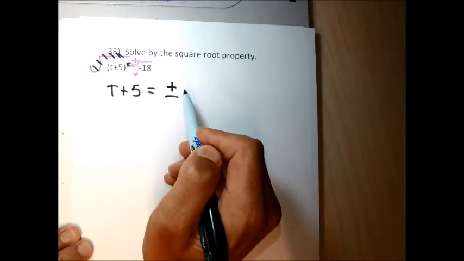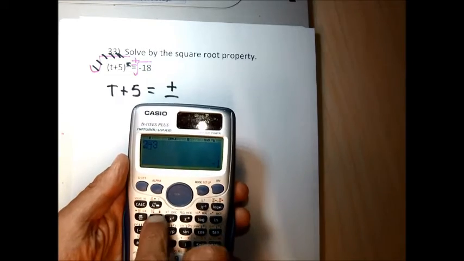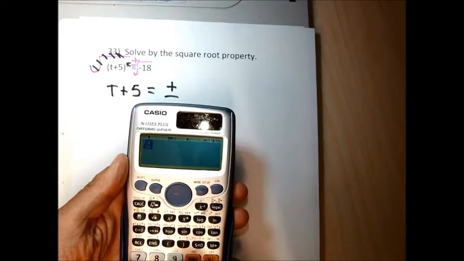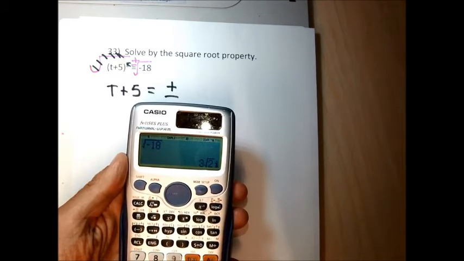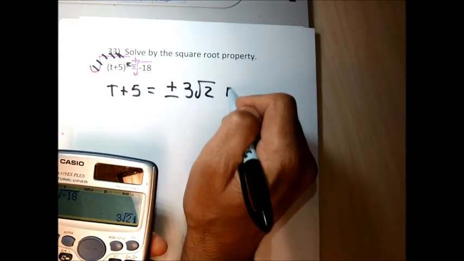And on the right side, I want to reduce the square root of negative 18. And I'll just cheat. I'll do square root of negative 18, and I get 3 radical 2i with that plus or minus sign.